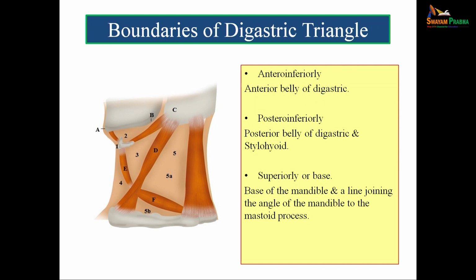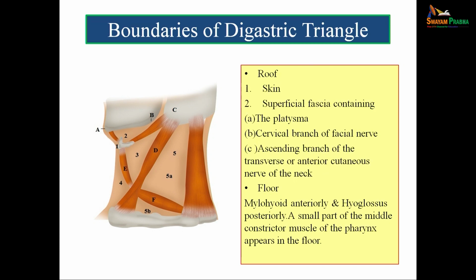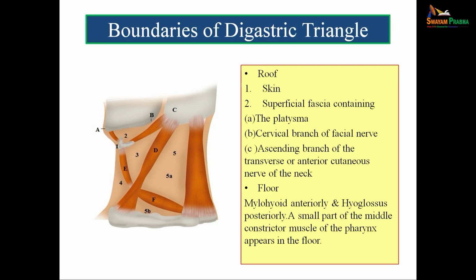One is submental triangle, and we have done the contents of submental triangle also, and digastric triangle, the boundaries I have explained. Now, the roof of the digastric triangle is formed by skin, superficial fascia. Now, this superficial fascia contains the platysma muscle. Platysma muscle is a part of the panniculus carnosus. It is a subcutaneous muscle. Cervical branch of facial nerve, it supplies the platysma. Ascending branch of the transverse or anterior cutaneous nerve of the neck lies in the roof of the digastric triangle.